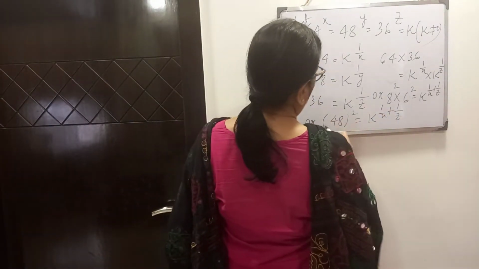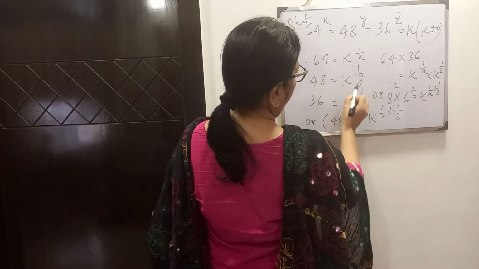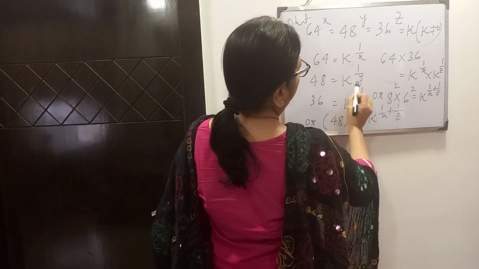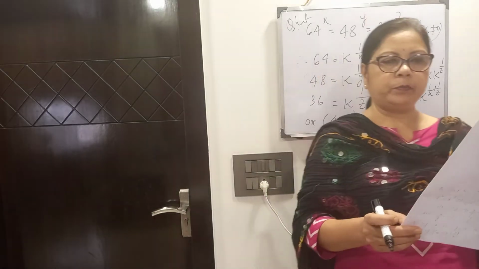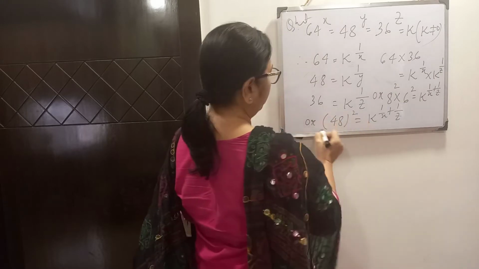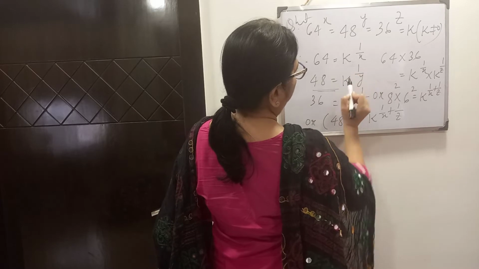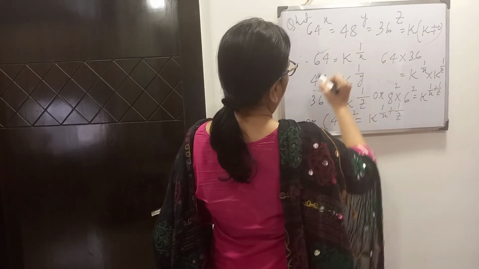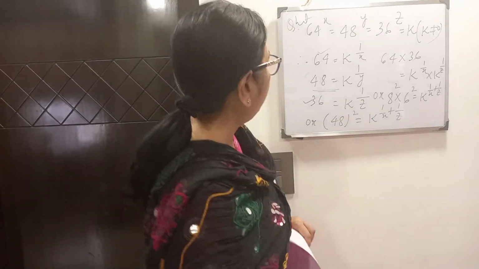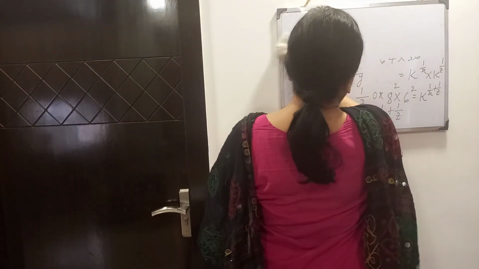Now you see, after this we have got 48. On the right hand side we have got x and z. But what to prove? We have to prove that 1 by x plus 1 by z equals 2 by y. So we need y. From where do we get it? From this: 48 equals k to the power 1 by y. That's why I have multiplied the first one and the third one. Then we have got 48. Now I will change 48 in terms of k to the power 1 by y.